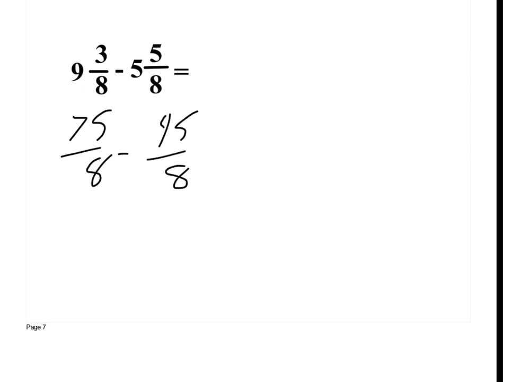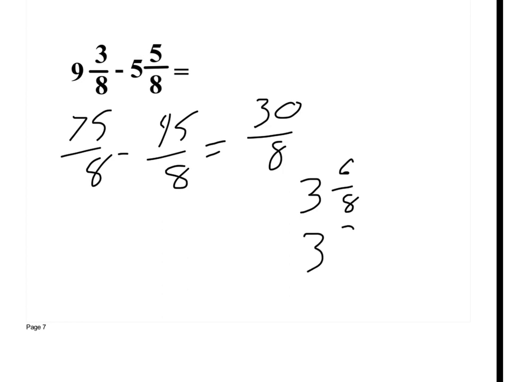What's 75 minus 45? 30. Okay. 8 goes into 30 3 times. With how much left over? With 6 eighths. Okay. With 6 left over, which is the same thing as 3/4. Was that hard? No. Again, that's the way I encourage you to do it.